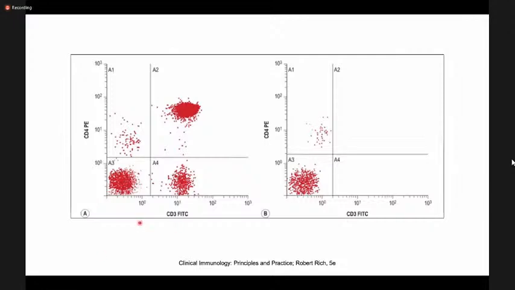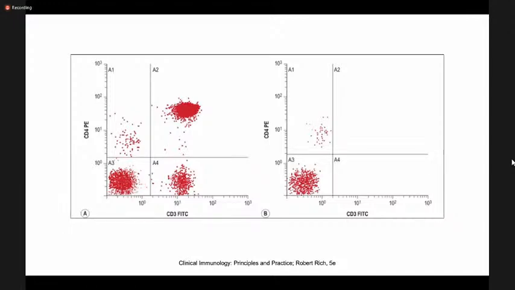So for example, here we have a scatter plot from flow cytometry with CD3 on the x-axis. So this would mark all the T cells, and CD4 should mark all the T helper cells. So a T helper cell should express both CD3 and CD4. This first box here, the A3, would be cells that are negative for CD3 and CD4. So these are not T cells, they are the lymphocytes.